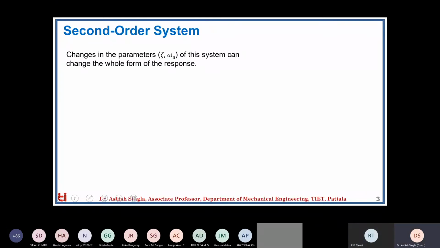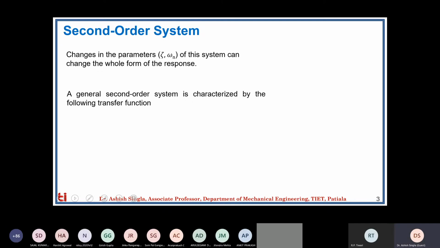Okay, so regarding any robotic system, or any system in general, that will be governed by a second order ordinary differential equation. So we need to understand the second order system, so we will cover this quickly. We know that the second order system will be dictated by two main parameters, that is zeta and omega n.